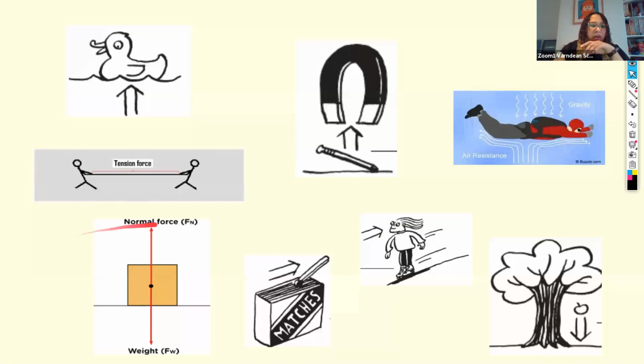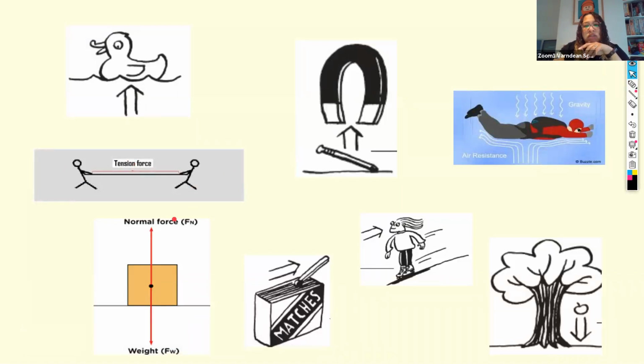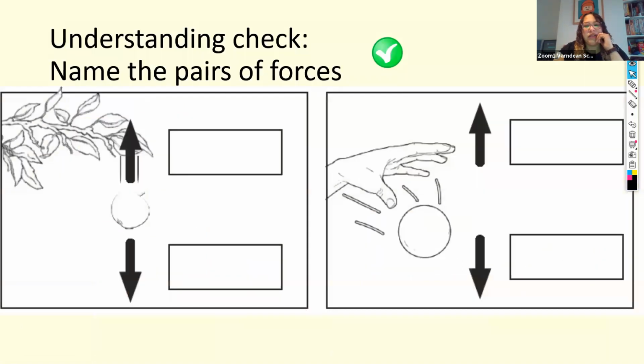And if we think back to our picture at the beginning of the lesson of the tug of war, we've got that tension force there as a contact force too. And then we've got our weight and normal force. So we're starting to hear all this language to do with forces. And so we'll just go through one here.